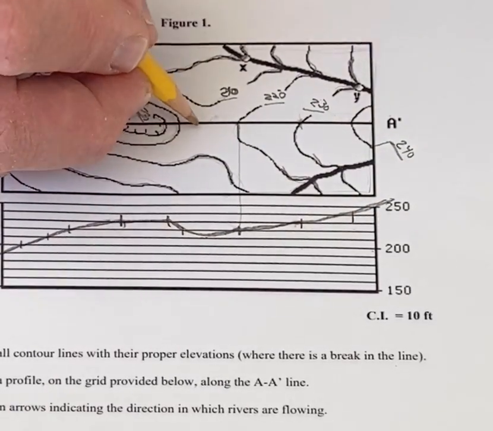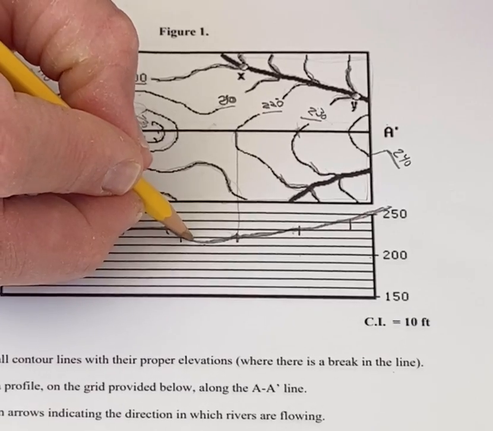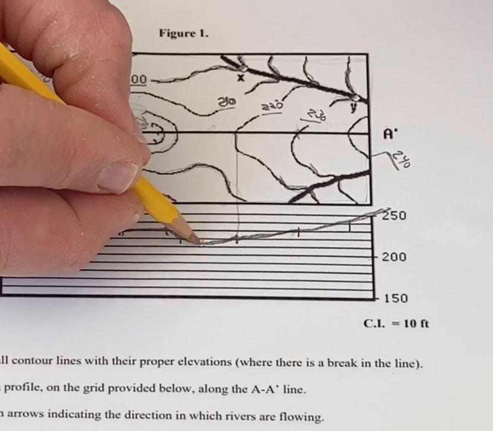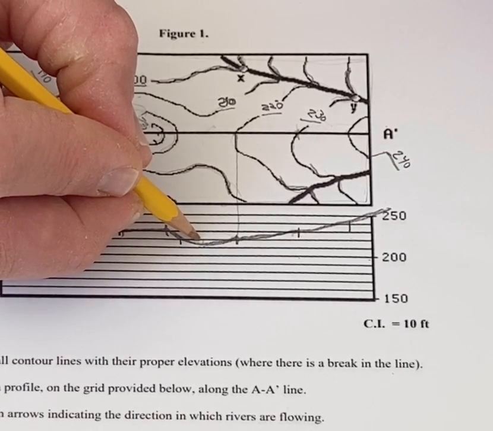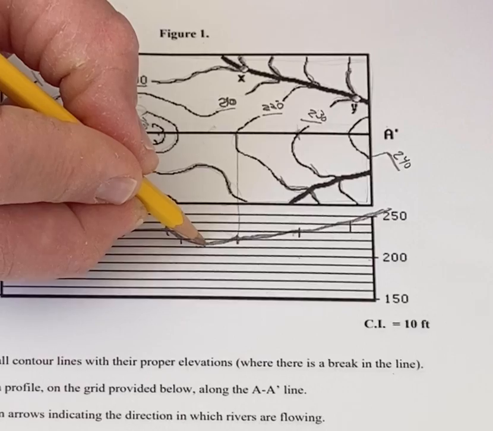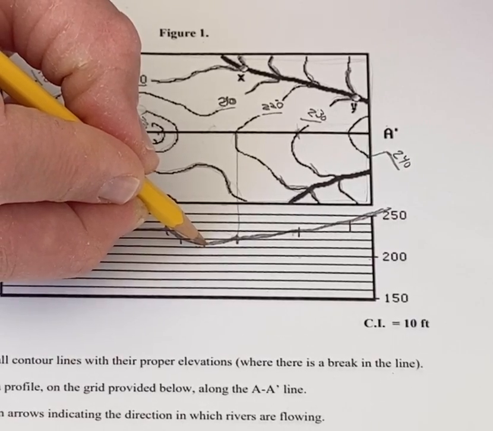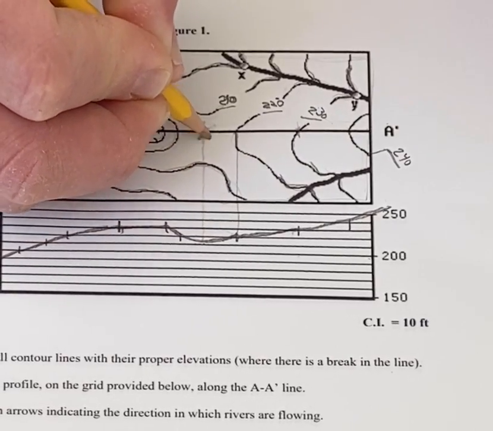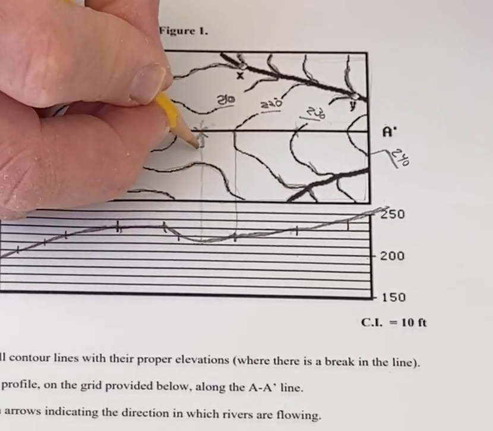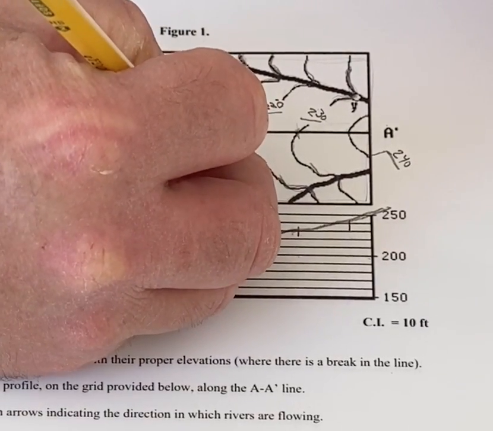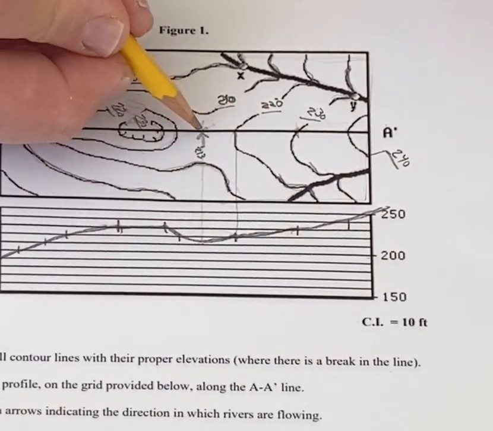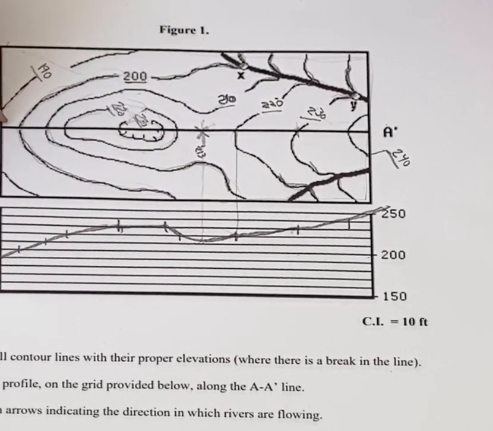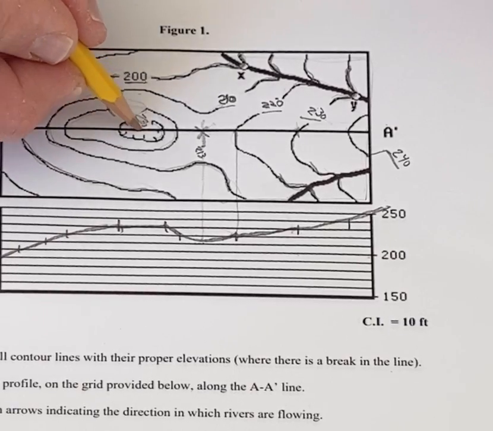Okay, and if I looked at where I'm indicating that this profile line crosses here, I might say that if this is 220 and this is 210, then this is maybe 213. That would tell me that if I were to put a spot elevation right here, this would be 213 as the elevation.